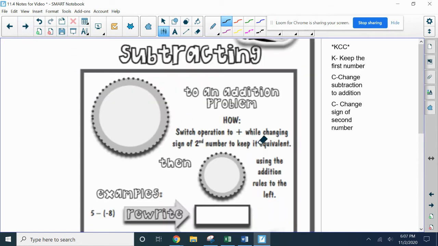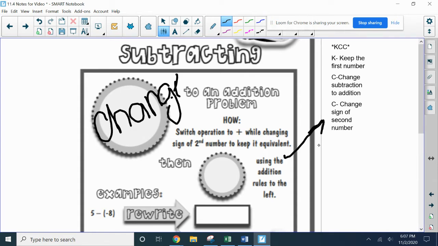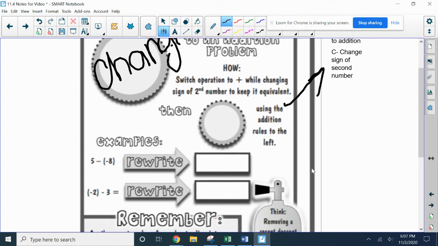All right, subtracting. We know in order to subtract, we are not going to subtract integers. We're going to change them to addition by switching the operation to addition while changing the sign of the second number to keep an equivalent. So we know that we're going to use our keep, change. Keep the first number, change subtraction to addition, and change the sign of the second number. And then you would add using your addition rules that we just talked about.